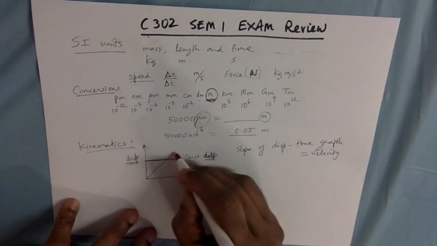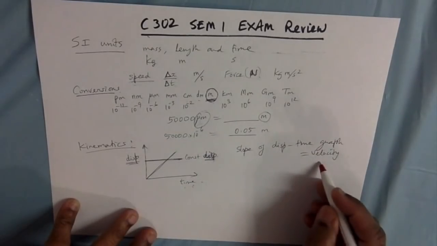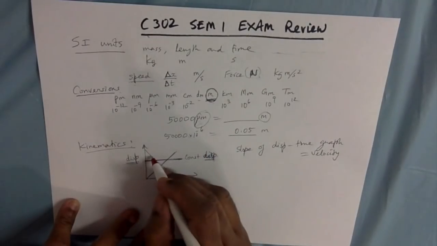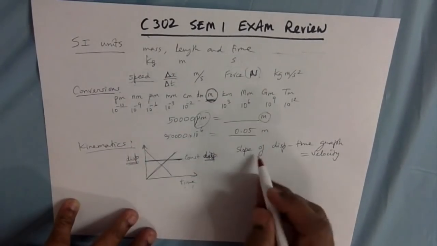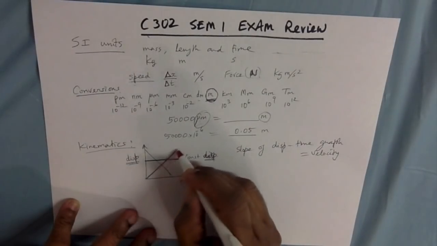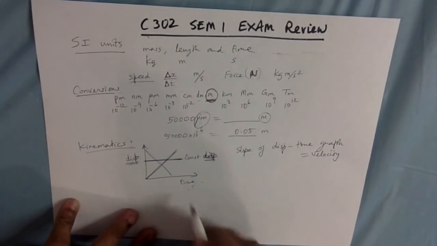Now when you have a line like that, that means it has a positive slope. That means it's going with a positive velocity. If you have a line coming downward, that means it's a negative velocity, because the slope is negative for this line. So that is negative velocity, and this one is a positive velocity, and this one is no velocity. So that's for a displacement time graph.